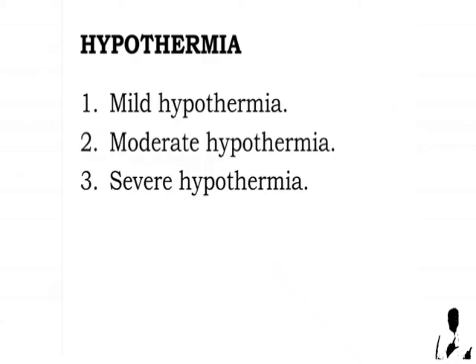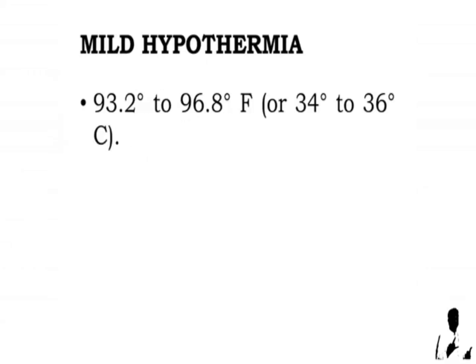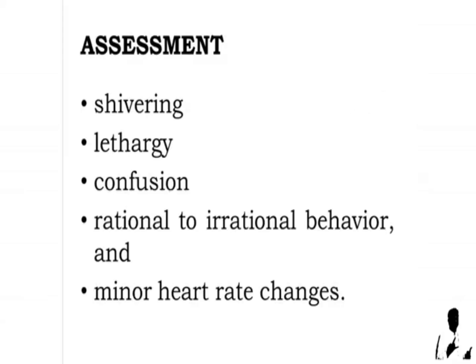We have 3 types of hypothermia. 1. Mild hypothermia. 2. Moderate hypothermia. And 3. Severe hypothermia. Mild hypothermia. Temperature is ranging from 93.2 degrees to 96.8 degrees Fahrenheit or 34 degrees to 36 degrees Celsius. Usually have shivering, lethargy, confusion, rational to irrational behavior, and minor heart rate changes.